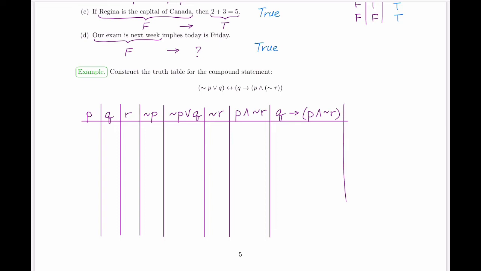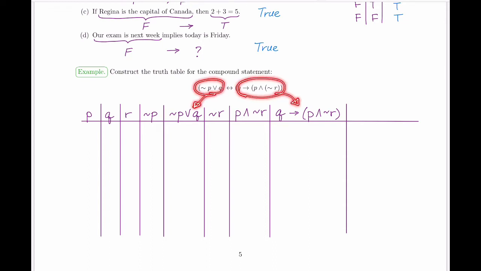Excellent. This is looking like I am almost done because the only thing that I'm missing, I have not P or Q right here. I have this big conditional over here, and the only thing I'm missing is the biconditional that connects both of them. So my last column is going to be just that. Not P or Q, if and only if Q implies P and not R.